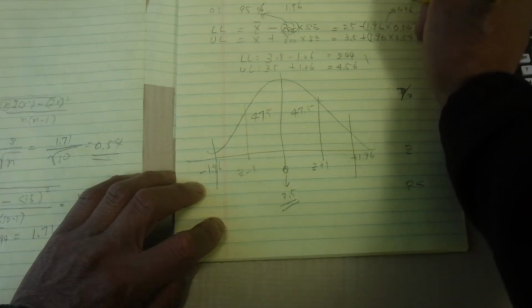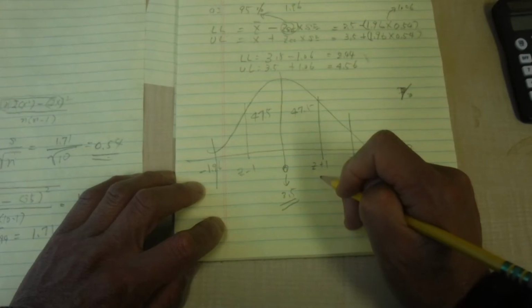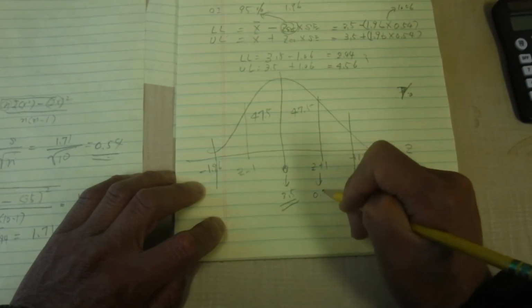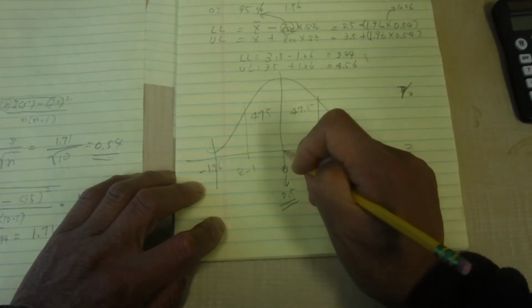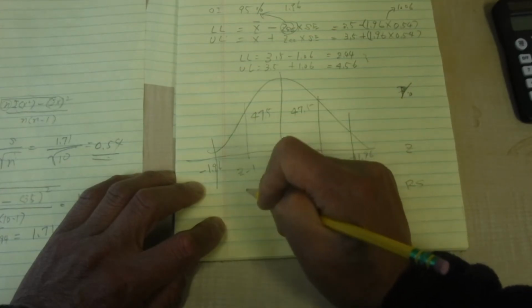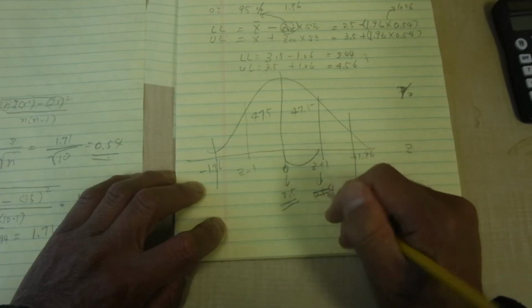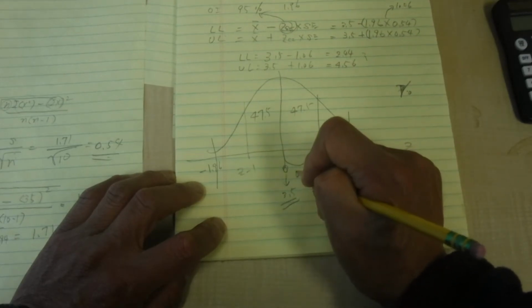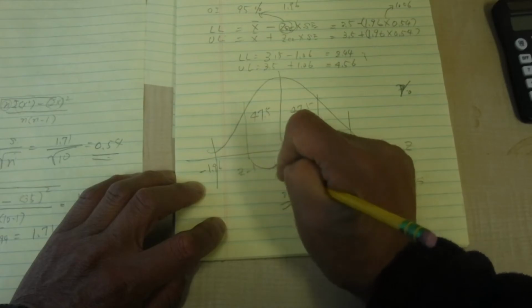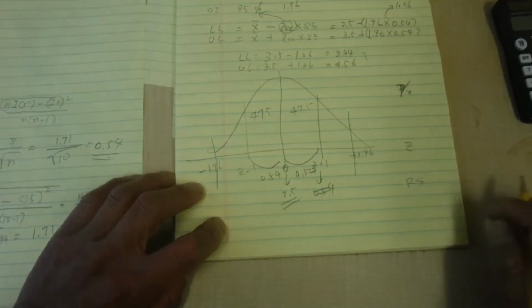And this is basically the same as 1 z. So that's going to be 0.54. Okay? So this is the 0.54. This is adding 0.54. So that means this distance is 0.54. This distance is 0.54. Okay?